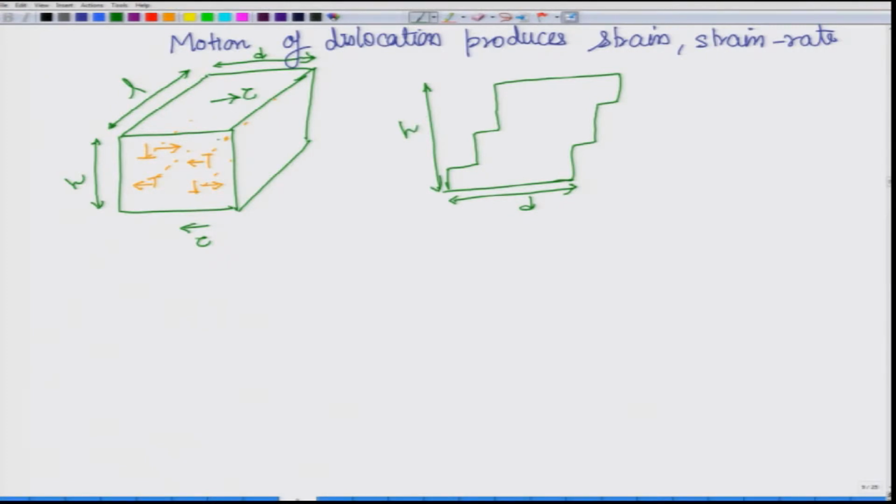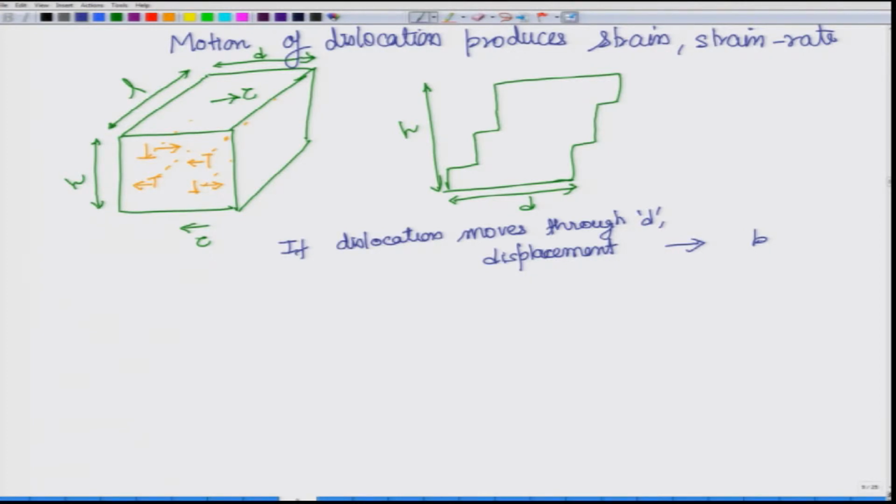So, a shear stress is being applied, and we want to calculate a shear strain. For that, first let us see what is the total displacement along this direction d. Now, if a dislocation moves through the whole of this length d, then what will be the displacement? Displacement will be equal to 1 Burgers vector, equal to 1 b.